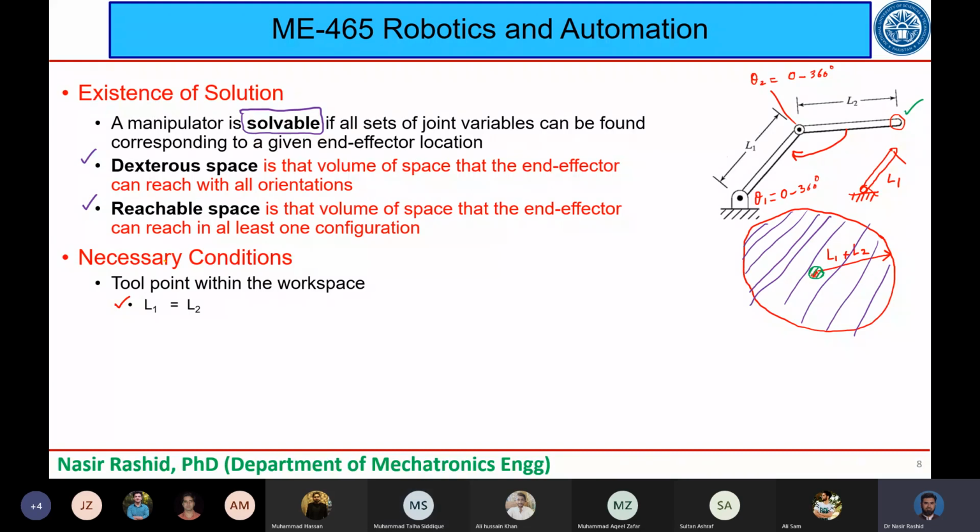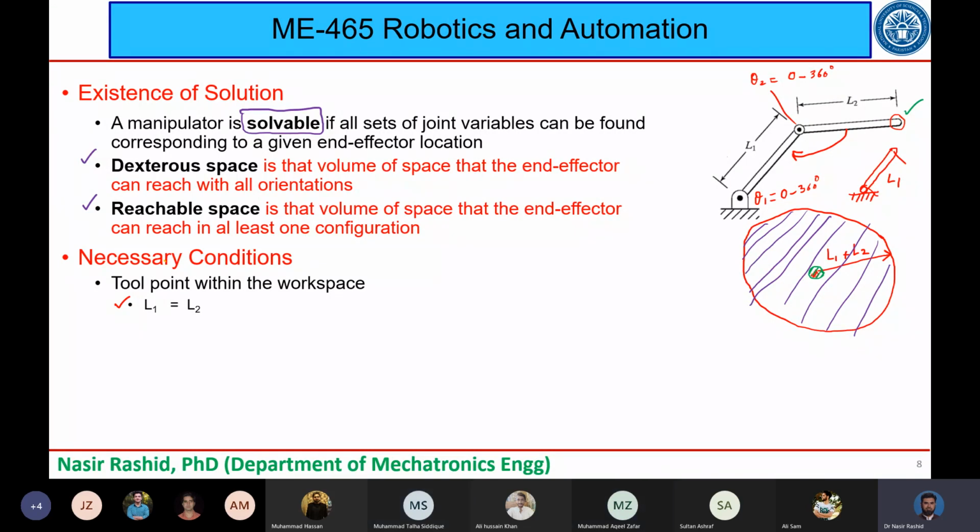Yes sir. Okay. Now this space that I have made with the lines, what will this space be called? Sir, the purple one. Yes, this purple colored space that I made with lines, which has a radius of L1 plus L2, what would this space be called? This is the workspace, the reachable space. This will be called a reachable space.